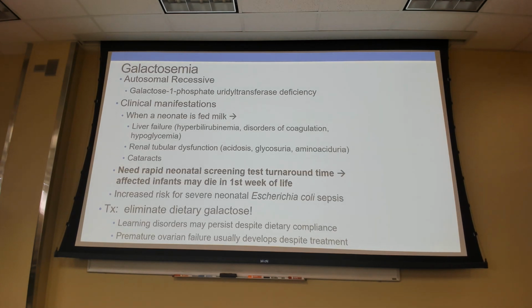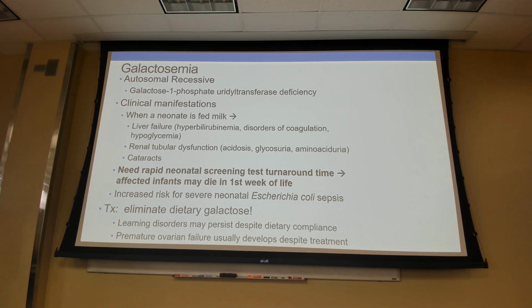What's the other one? Galactosemia. So this is another one from block 1 when we originally talked about it. So in this, do you remember what the chemical composition of lactose is? What is lactose made up of?